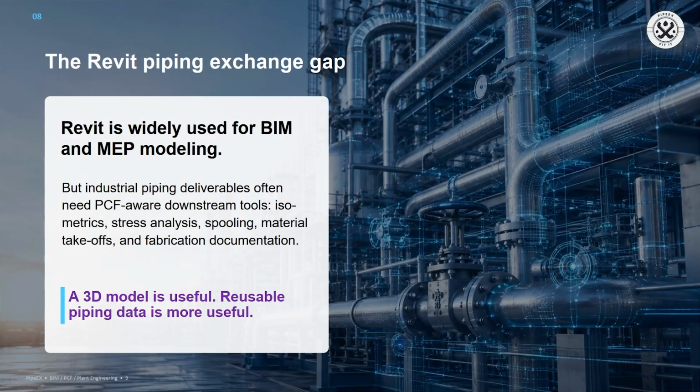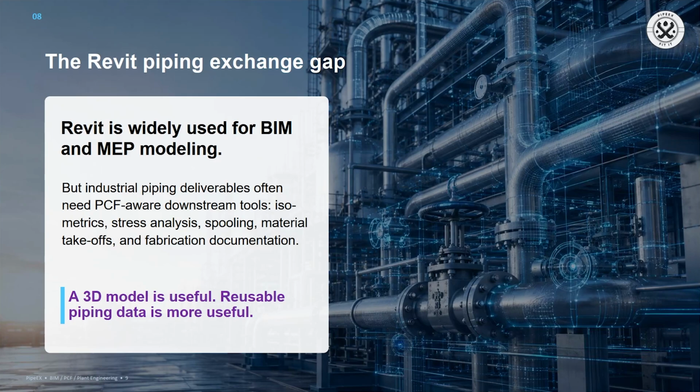Revit is one of the most widely used BIM authoring tools, especially in building and MEP projects. However, for industrial piping design, Revit has some limitations. One important limitation is PCF export. Native Revit PCF export is connected to fabrication parts. That means standard Revit piping elements and custom piping families are not always easily transferred into a PCF-based industrial piping workflow. This creates a gap.